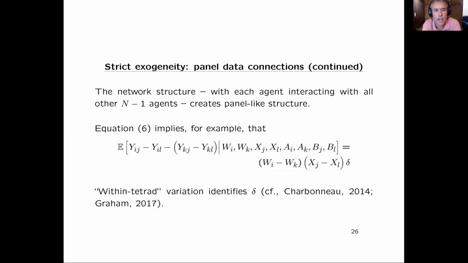Another way to see that intuition is to think about the network structure where each agent interacts with n minus 1 other agents as creating a panel-like structure. So for example, we can take this tetrad or within-tetrad difference and use it to identify delta here. And this is an idea that has shown up already in the networks literature, in a thesis by Charbonneau, and it also appears in a paper that I wrote a couple years ago.